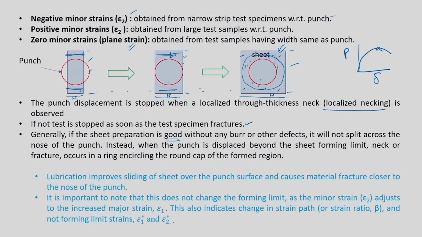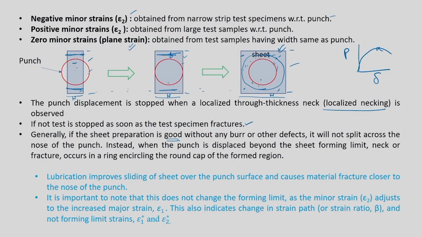Generally, if the sample preparation is good, without any burr or other defects, it will not split across the nose of the punch. Instead, when the punch is displaced beyond the sheet forming limit, neck or fracture occurs in a ring encircling the round cap of the formed region. So the point here is, if the sheet preparation is good, then it will not fail in the unwanted region. Like in a tensile test, you want necking and fracture to happen in the gauge region. Similarly, here also you want the fracture to happen somewhere in the deforming region, here or here or here, in the sheet.